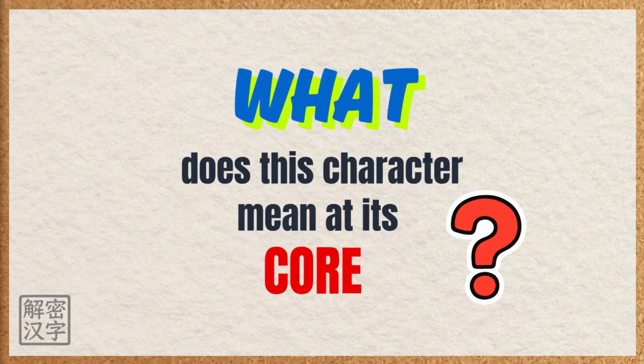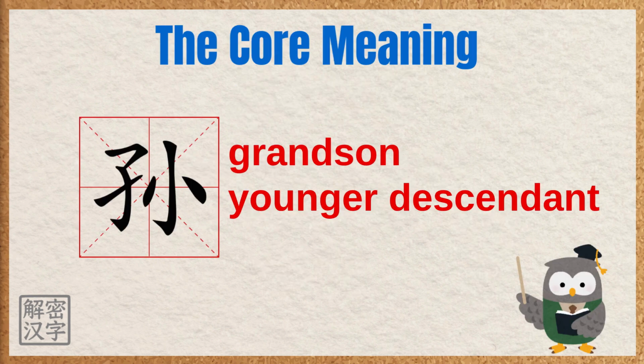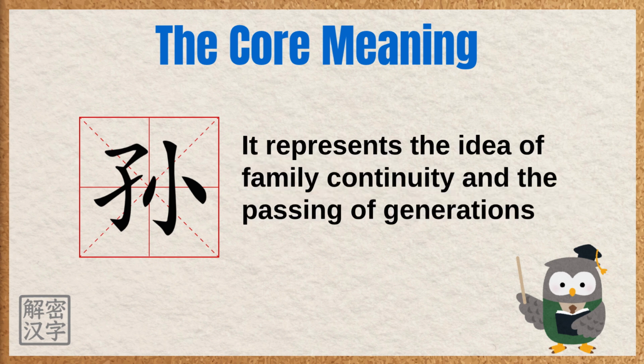What does this character mean at its core? The character Sun refers to a grandson or a younger descendant. It represents the idea of family continuity and the passing of generations.